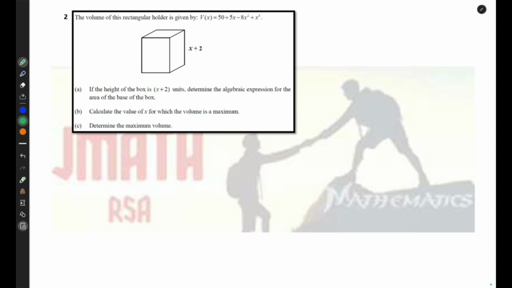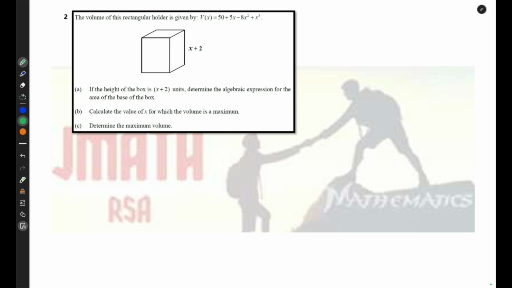Let's do another one. Question 2. The volume of a rectangular holder is given by that formula. Okay, so the only thing I know is that the height is x plus 2, but I know nothing else. Now, this doesn't happen often where they start you off with a formula. Normally, your questions would look like question 1, where you have two formulas and you need to sub into one another. This is now an exception.